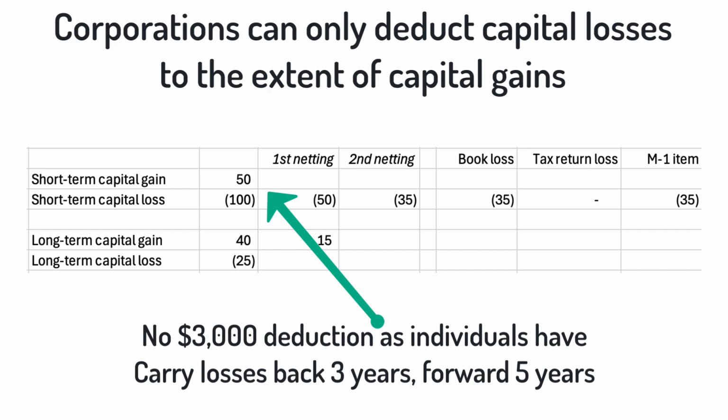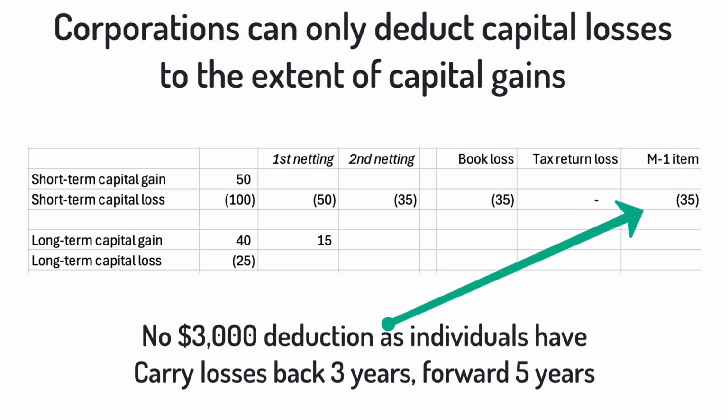In the next example, we're going to end up with $50 of short-term capital loss and $15 of long-term capital gain. Since we have a mixture of gains and losses, we go to Part 3 and end up with a $35 short-term capital loss. So the book loss is going to be a negative $35. However, we cannot deduct losses on the tax return, so we end up with an M1 item, a book tax difference of $35. For tax purposes, this loss can be carried back 3 years and then forward 5 years. After that, it disappears.